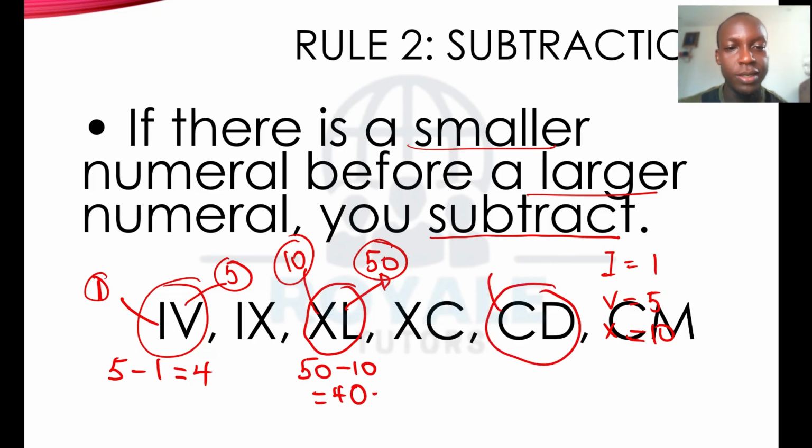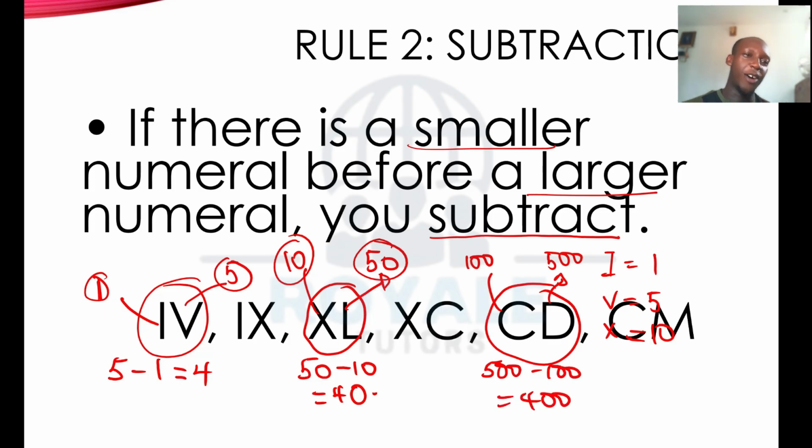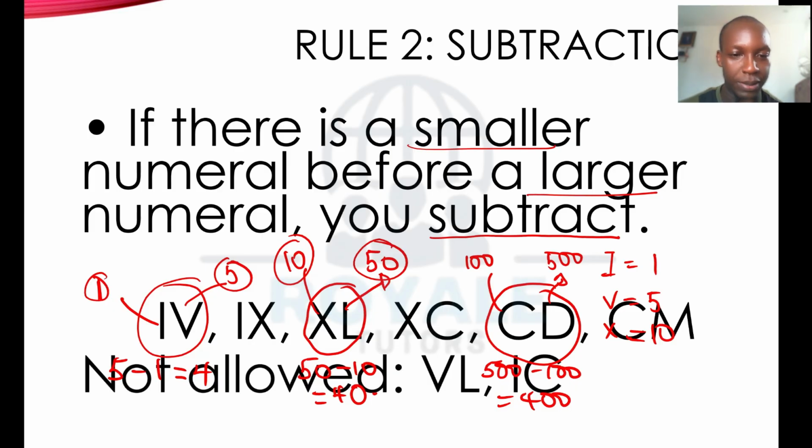I think you should try out CD. What does C represent? 100. What does D represent? 500. Yep. So what would that give us? You're absolutely right. 500 minus 100. That's going to be equal to what? 400. Yes. So you know the rule now. When you have a smaller numeral before a bigger numeral, what do we do? We subtract. Of course. That's very good. Very, very good. So let's move on to the next slide, please.